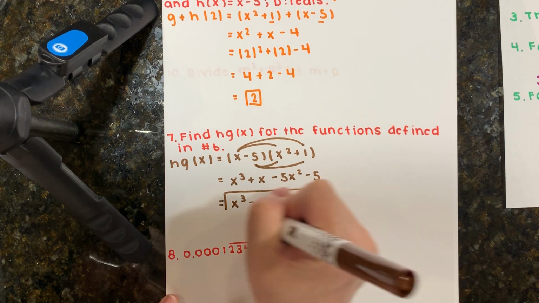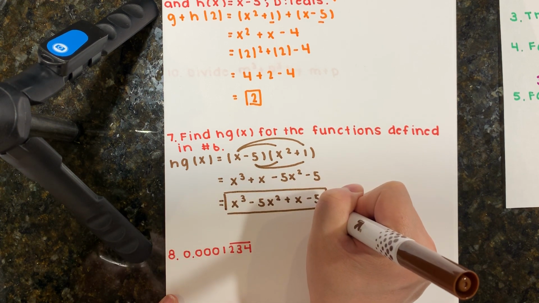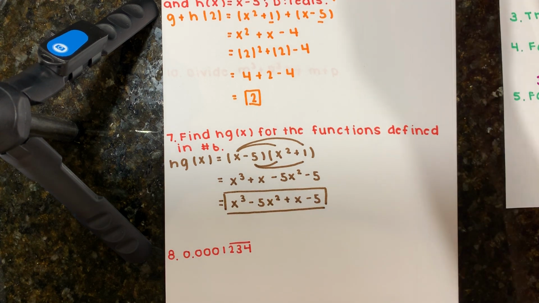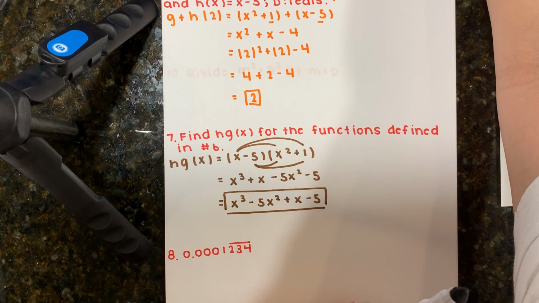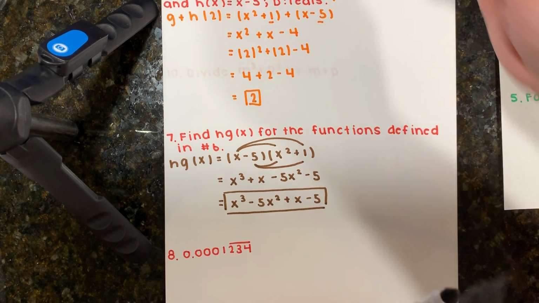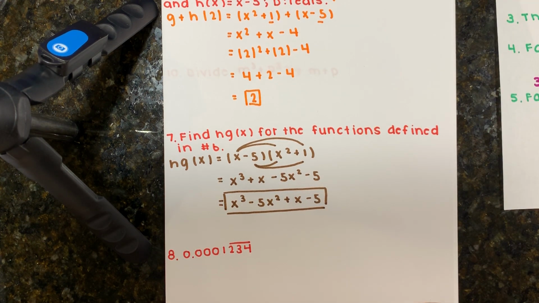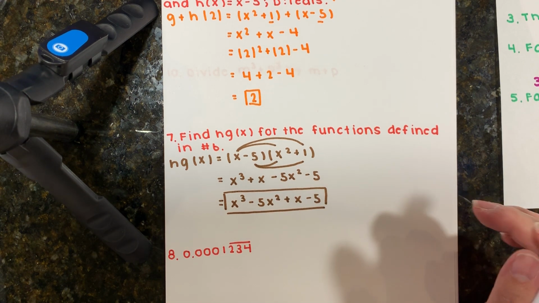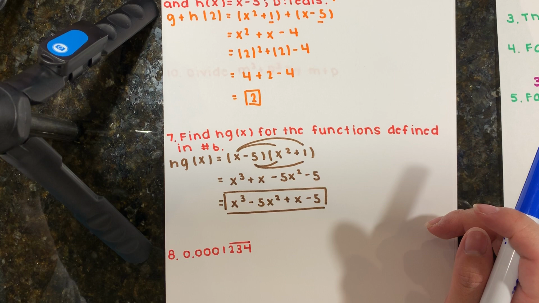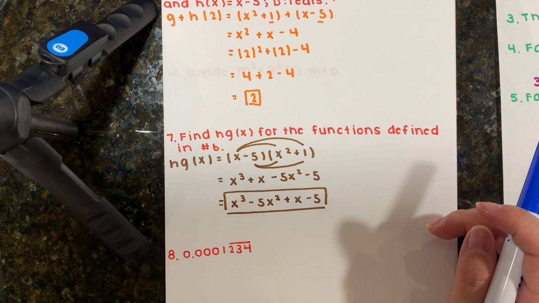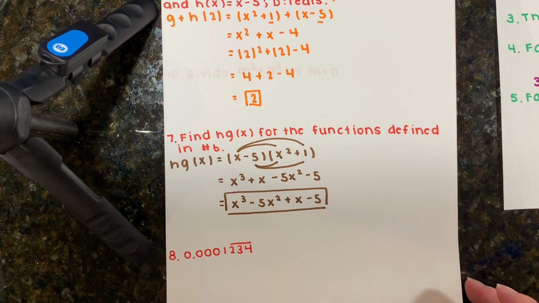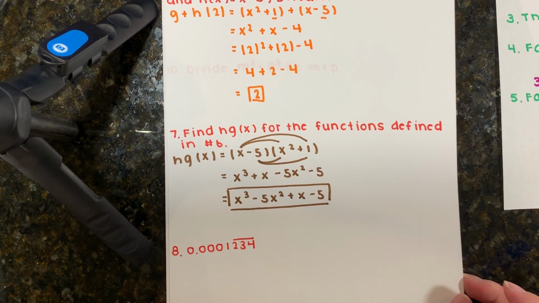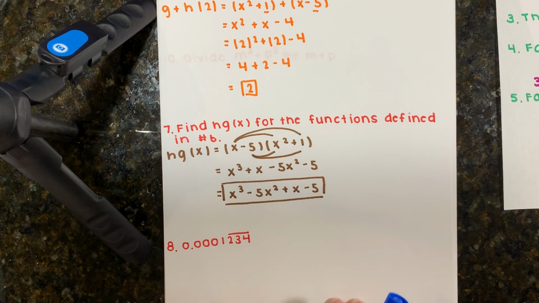So this one you didn't have to check your domains because you're not actually plugging in anything into that function. Okay, so you're not plugging anything in. All they asked you to do was to multiply. Okay, so now what we're going to do is do number 8.